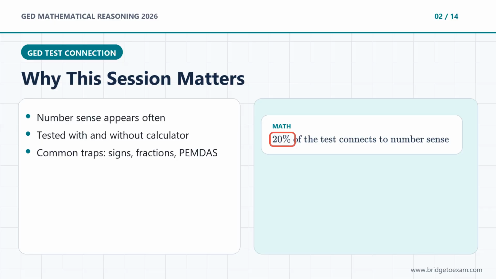About 1/5 of GED mathematical reasoning depends on number sense. That means many questions are not about a fancy trick. They are about reading a problem carefully, choosing the correct operation, and avoiding sign or fraction mistakes.